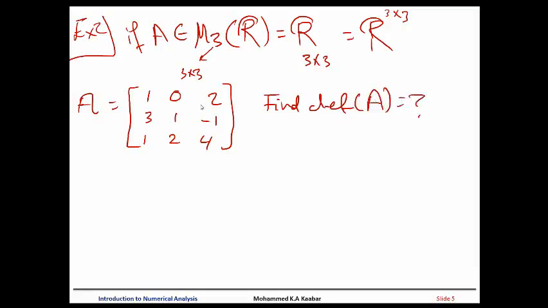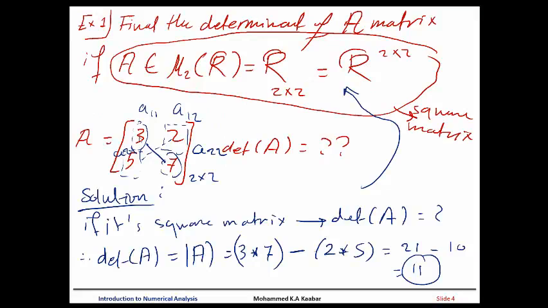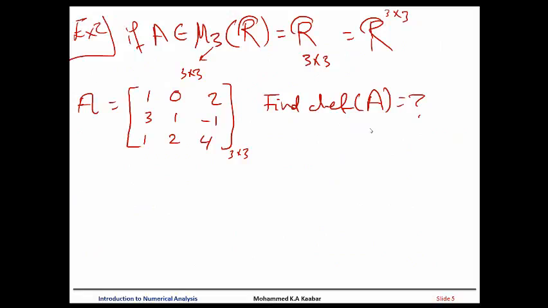If you look at this 3 by 3 matrix, we cannot use the previous method, A11 times A22 minus A12 times A21. The previous method is only for a 2 by 2 matrix. For higher matrices like 3 by 3, 4 by 4, 5 by 5, we have to use steps. Before giving you the solution, let me explain the steps for finding the determinant of this 3 by 3 square matrix.